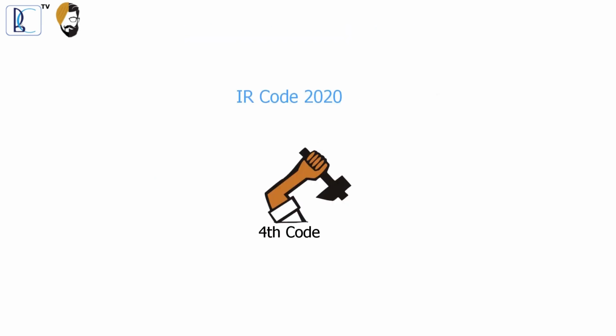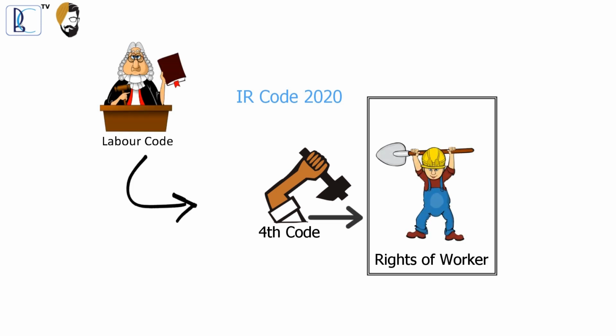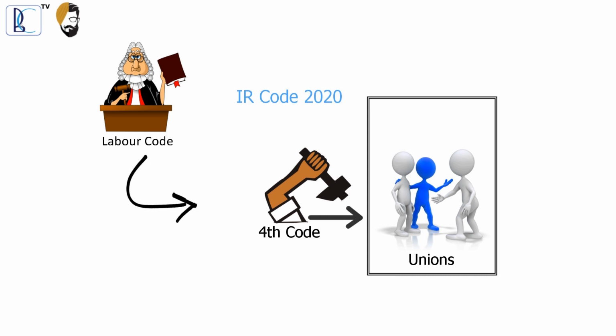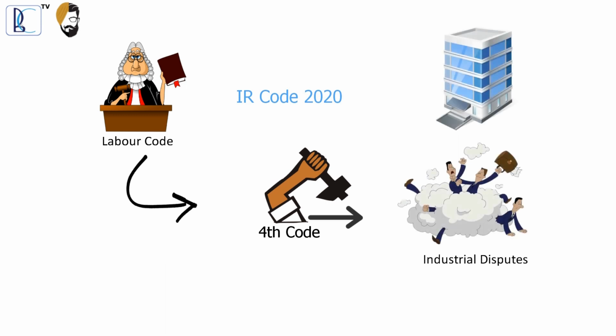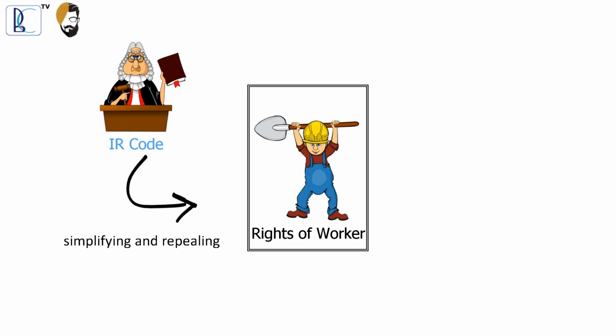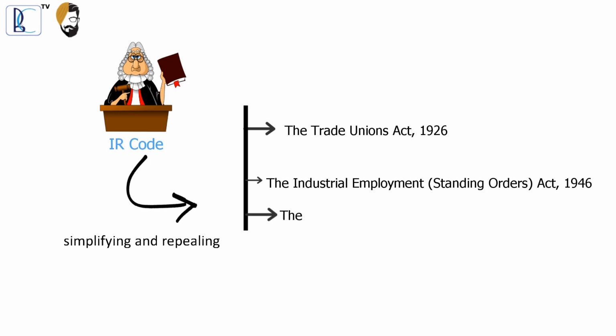This is one of the 4 codes covered under the Labor Codes. It provides a broader framework to protect the rights of workers, to form unions, to reduce the friction between employers and workers, and to provide regulations for settlement of industrial disputes. The Code is prepared after amalgamating, simplifying and repealing the following 3 central labor acts: the Trade Unions Act, 1926; the Industrial Employment Standing Orders Act, 1946; and the Industrial Disputes Act, 1947.